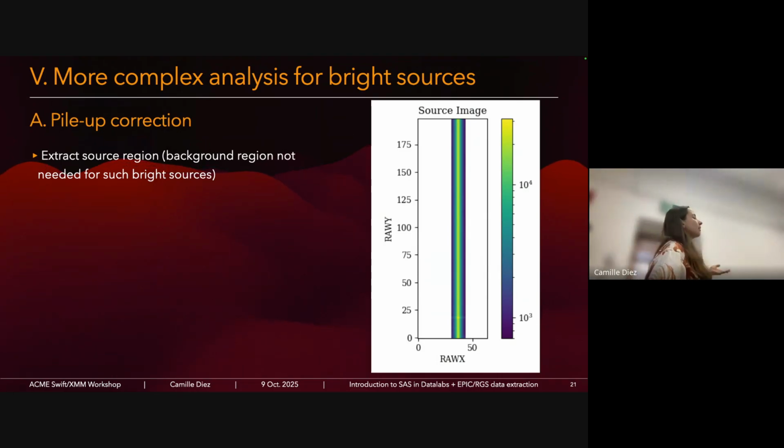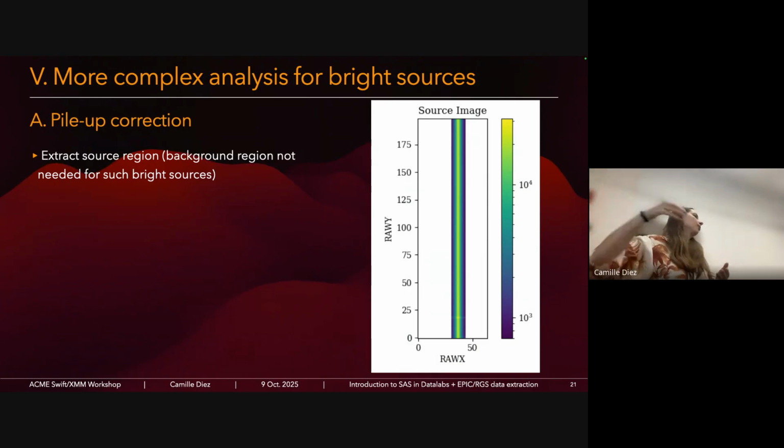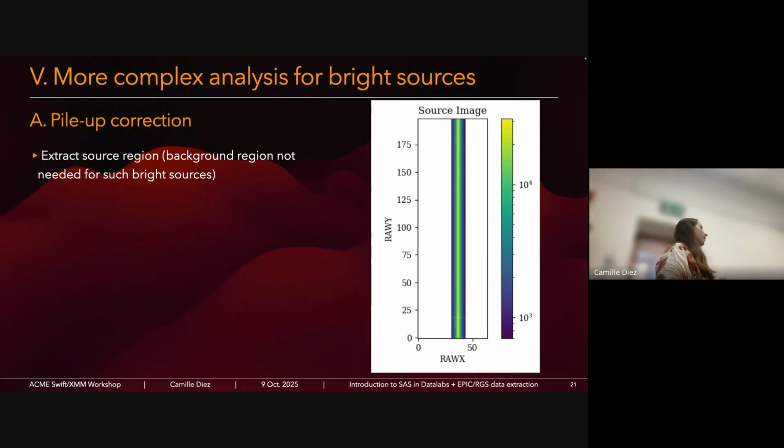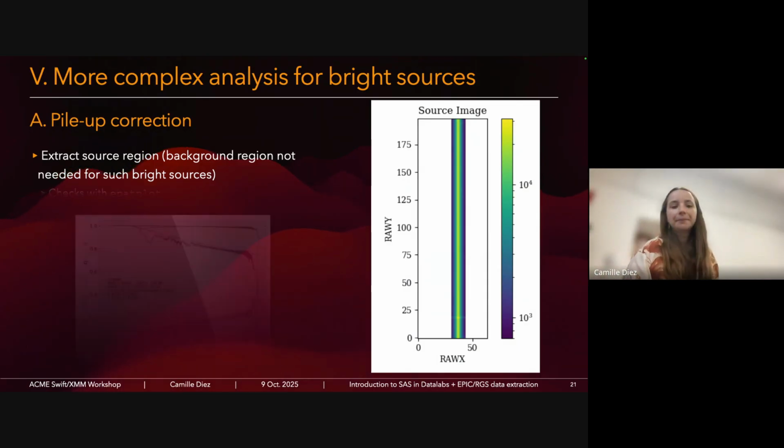They also tell you that you can extract a background region. But in my case, when I was looking at the columns of the background, the source is so bright that even the background was looking like the source. So in my case, I didn't need to extract a background, but the normal case is you will need to extract a background. But in such cases of bright sources, you don't even need the background.